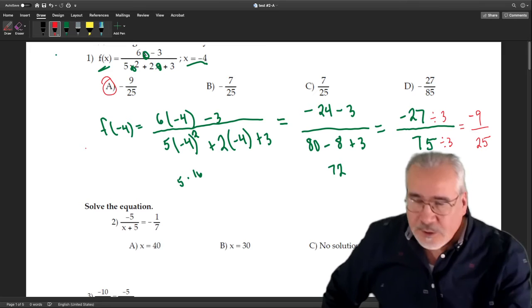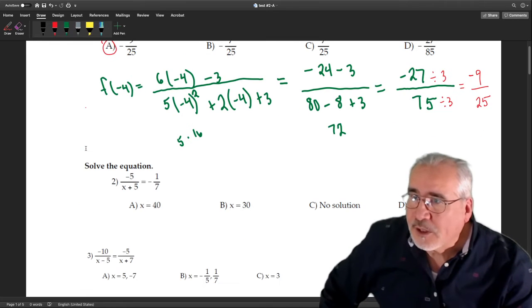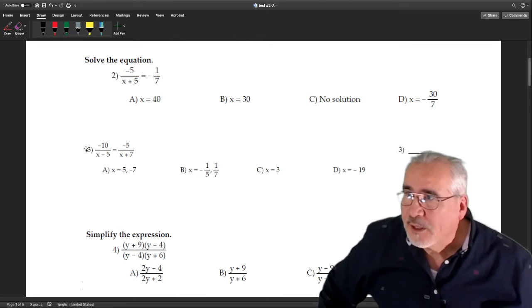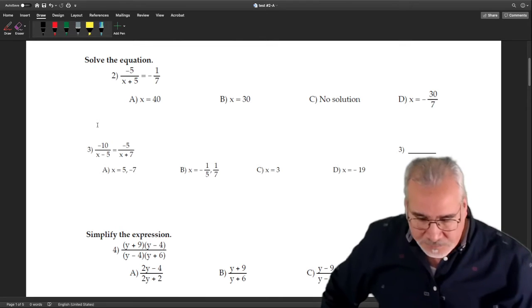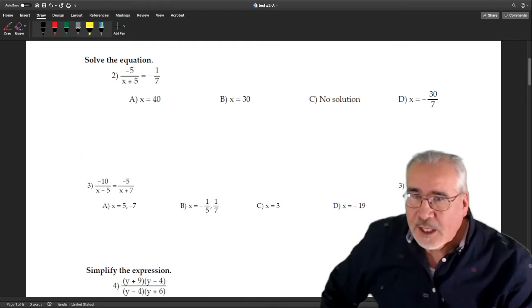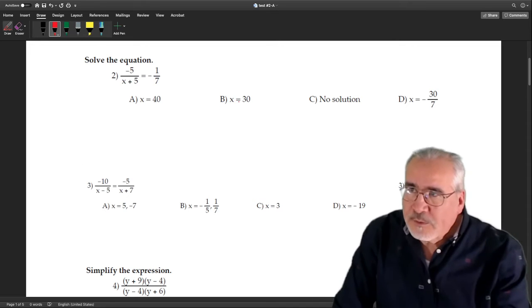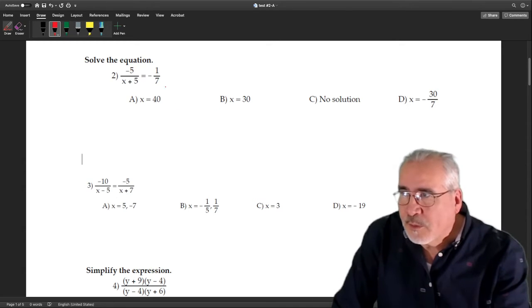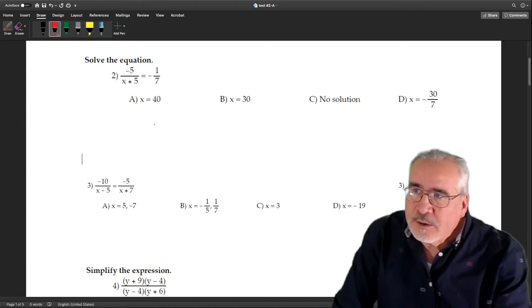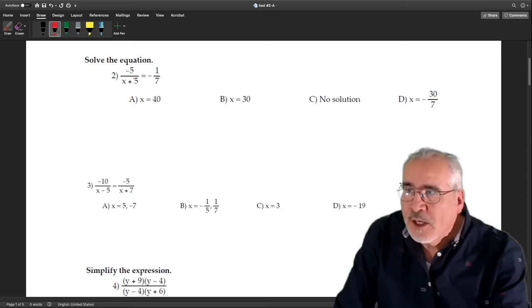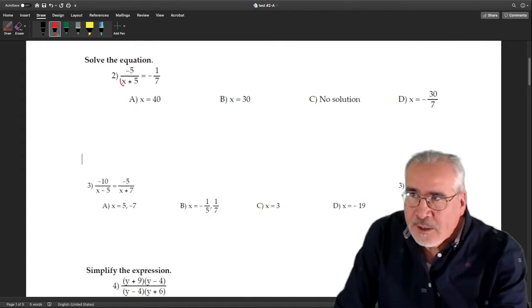Okay, so let's look at question number 2. This one is to solve the equation. And so we very quickly move into a new type of equation. Now, there's a couple ways. We could just do this with cross multiplying, but for some of these others, another way we could do this is multiply both sides by the common denominator. In this case, the common denominator is going to be x plus 5 times 7.